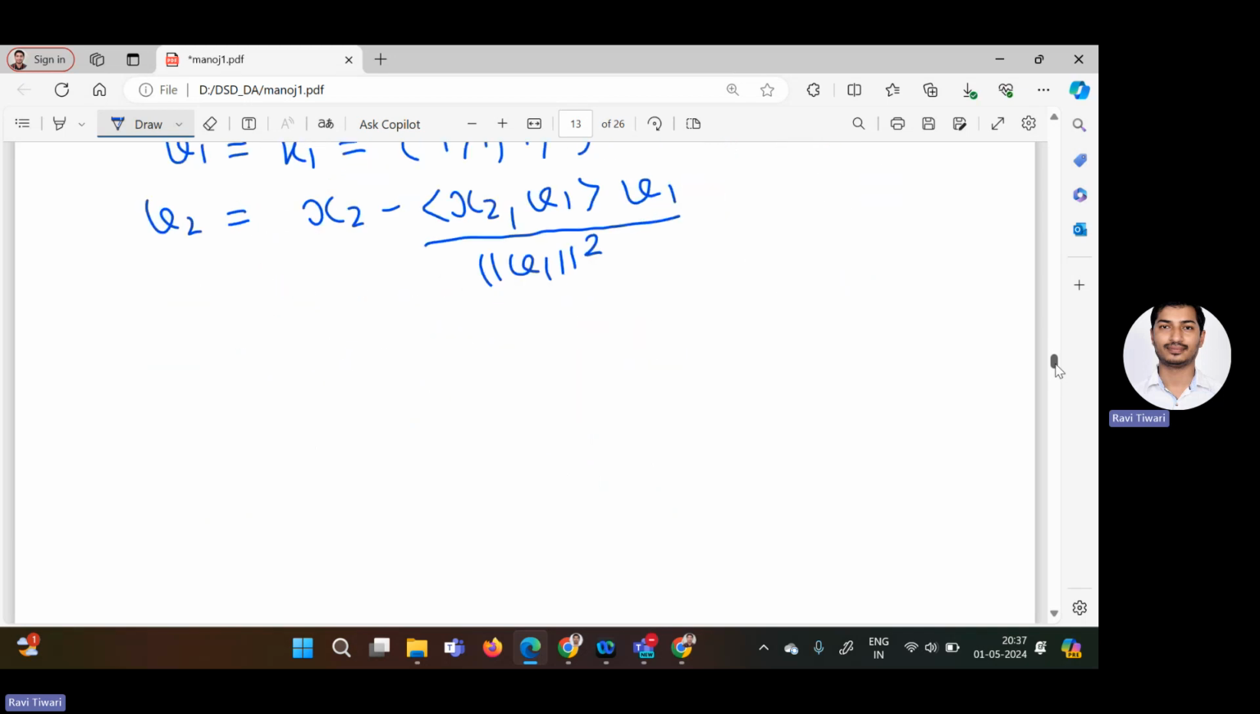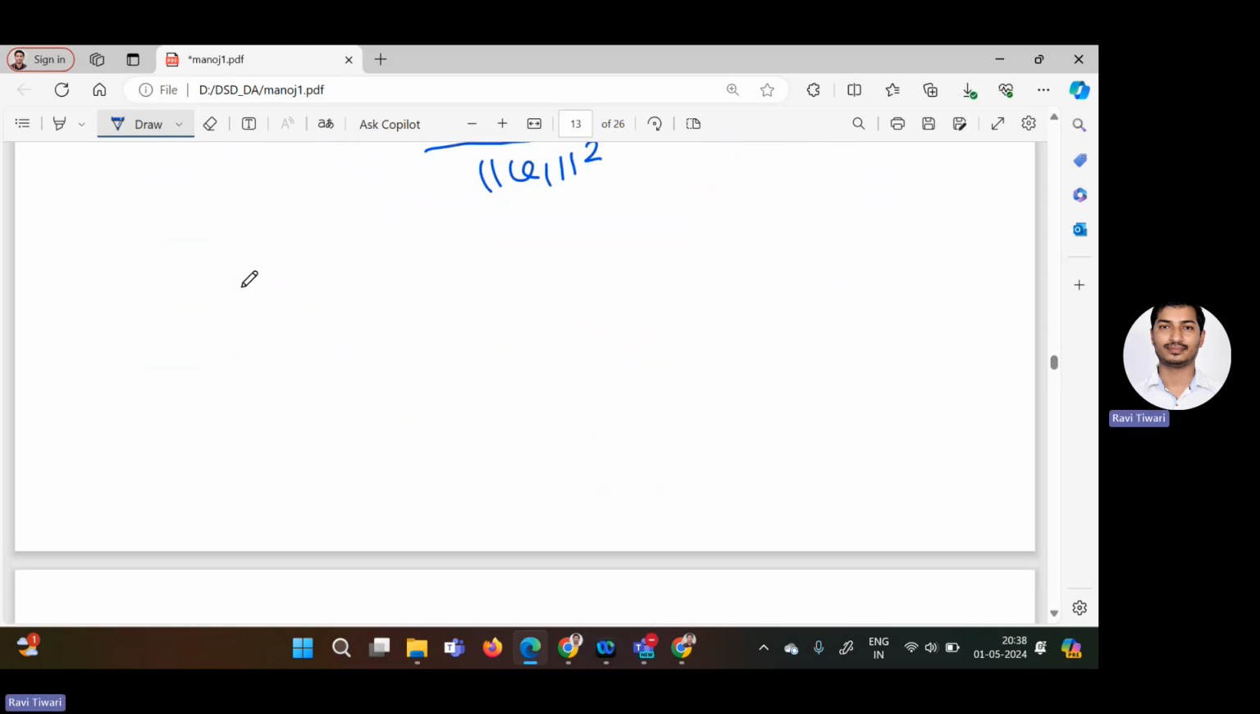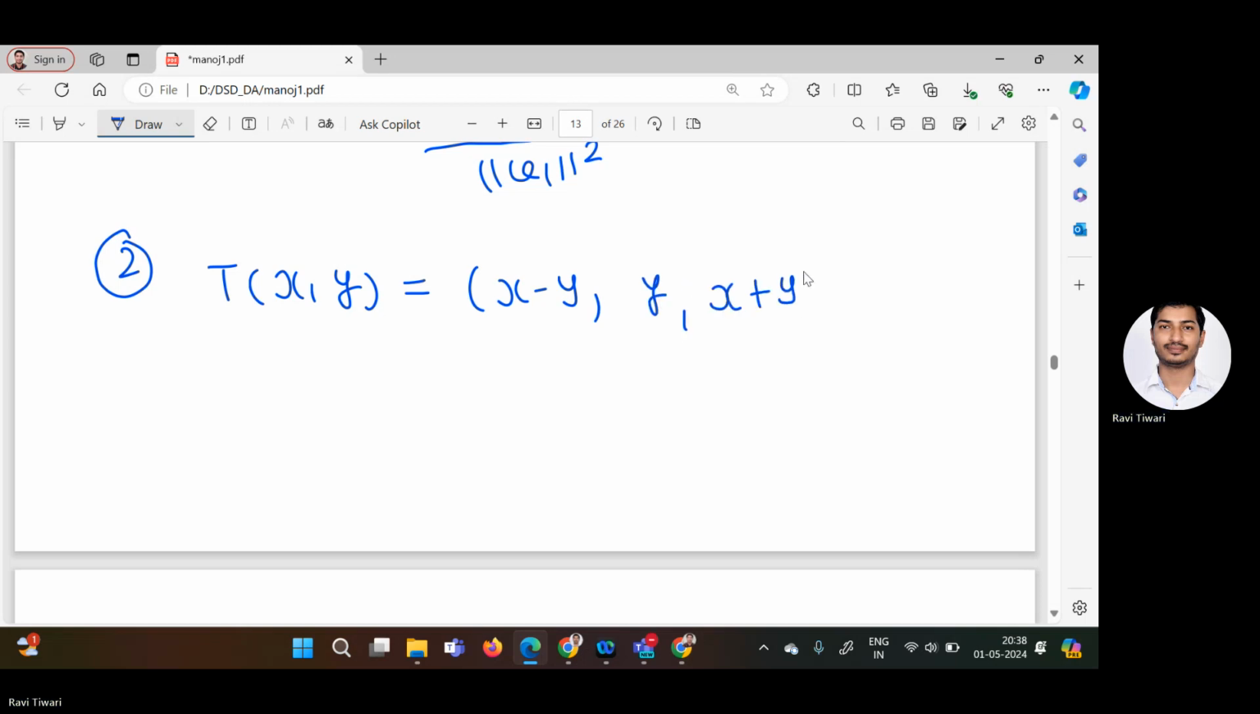We have one linear transformation. The second problem: T of x, y is defined as x minus y, y, and x plus y. If we observe here, T is a linear transformation from R2 to R3. Why R2 to R3? Because in the domain set you are getting 2 components, and in the codomain set you are getting 3 components. So if you get this type of problem, how do you calculate?